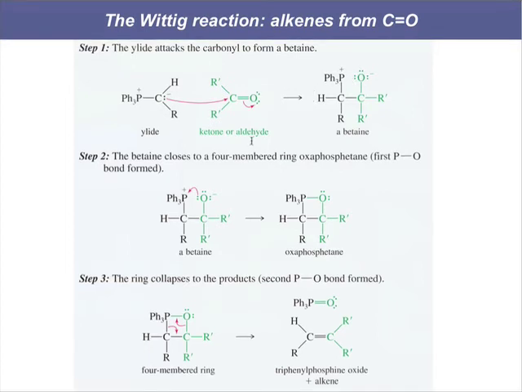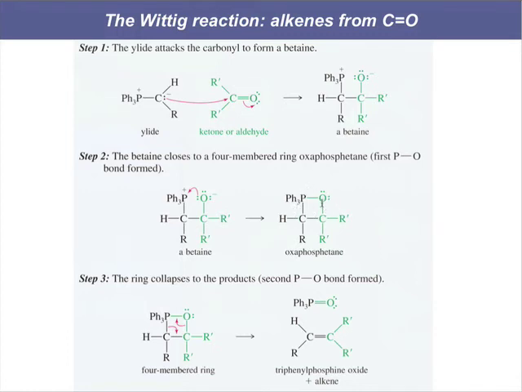And oxygen and phosphorus make really strong bonds with each other. They love to bond with each other. So what will happen is from that betaine, the O minus will add to the P plus, get us back to our neutral state, O with 2 bonds, phosphorus with 5 bonds. That's called an oxaphosphatane. Notice it's a 4-membered ring.